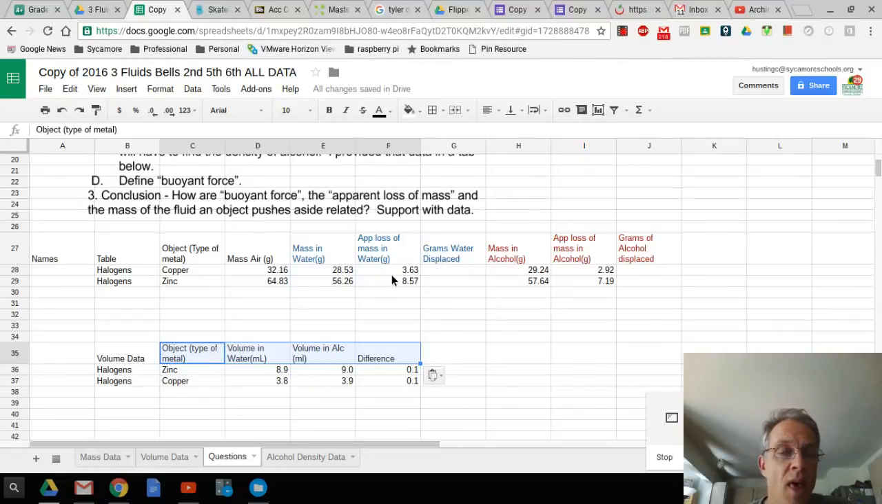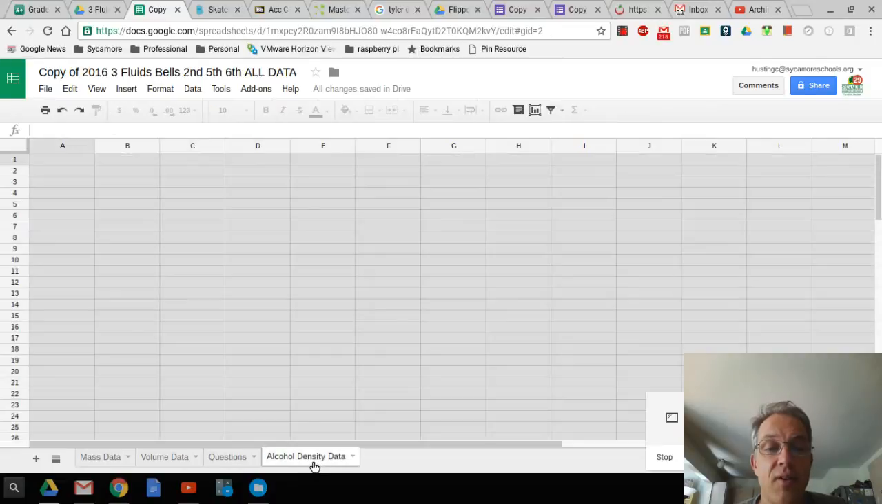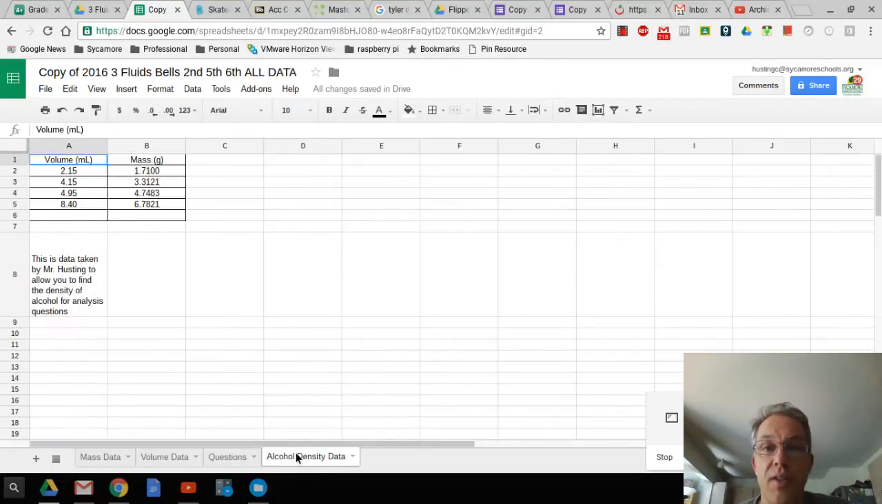Excuse me, next one. Got to do the same thing for the alcohol. But remember, if you have a volume of copper and you want to find the volume of alcohol it pushes aside, we've got that. It's about 3.9 milliliters. How do we translate that to grams of alcohol that was pushed aside? You have to look at the density of alcohol. This is the alcohol that was used. You're going to have to go through and get the density to the right sig figs.